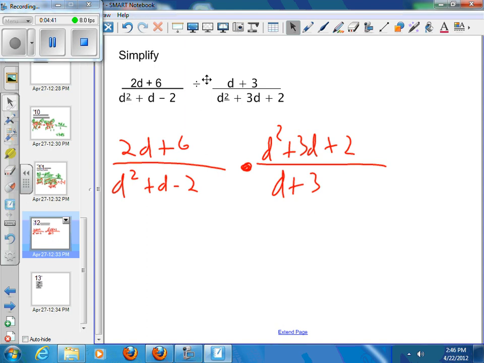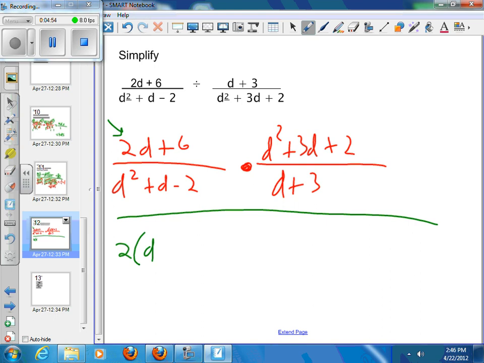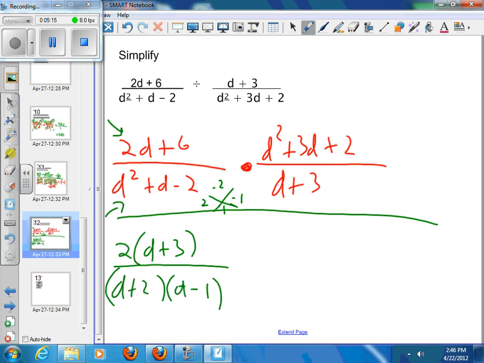Next step, I am going to factor. So I'm looking at the very first term, this one right here. And so they are both divisible by 2. So I'm going to take 2 times d plus 3. And then I'm going to factor the second one. And so I need to multiply to get negative 2 and add and subtract to get a positive 1. So that would be 2 minus 1. So that's going to be d plus 2, d minus 1.